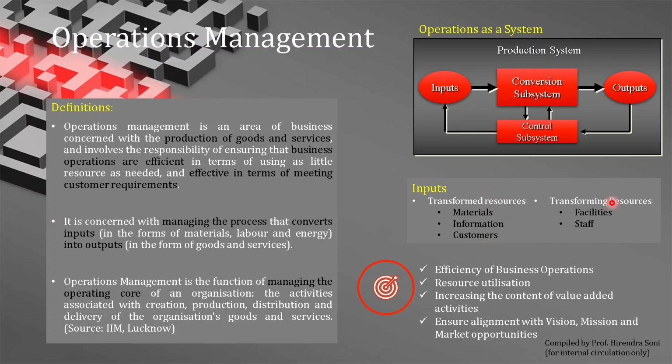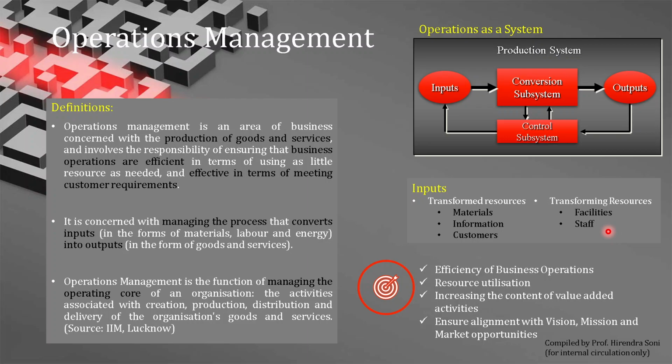The other aspect of inputs that we are talking about is the transforming resources. These are the resources which are involved in the transformation process, but they don't get transformed. Okay, so the facility which is being used, the facility could be in the form of a machine which is being used, or the area which is being used. Okay, technology which is being used. So those things, they don't change. Okay, and the transforming resources, the staff, that is employees, which are actually working on it.